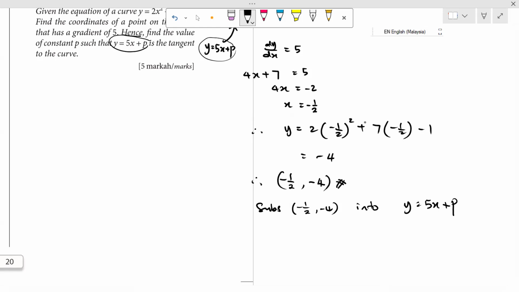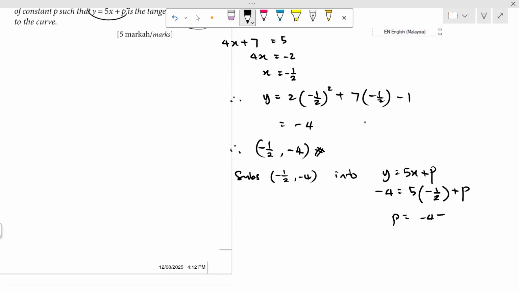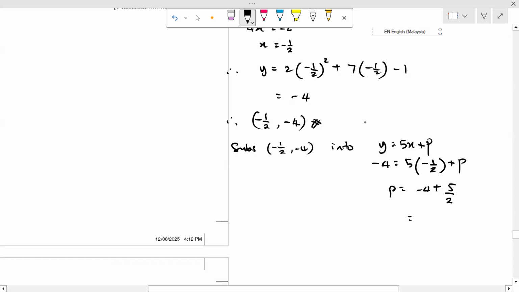Because they say hence, that means no need to use other way. Continue to what you have found and find this. So the continuation is basically substitution. Whenever you see y, you put negative 4. Whenever you see x, you put negative half, plus p. So p equals to negative 4 minus 5 over 2, bring over plus 5 over 2. Okay, and then negative 3 over 2. So that is the p values. Okay, correct?